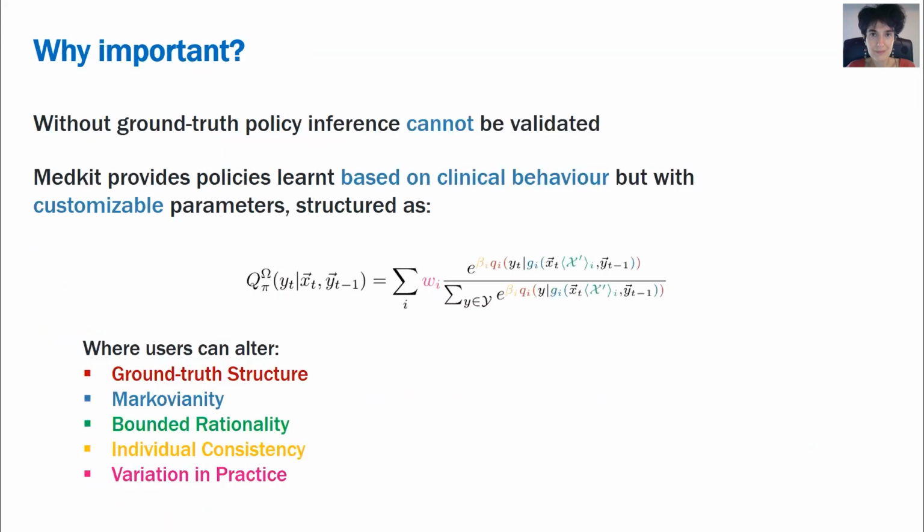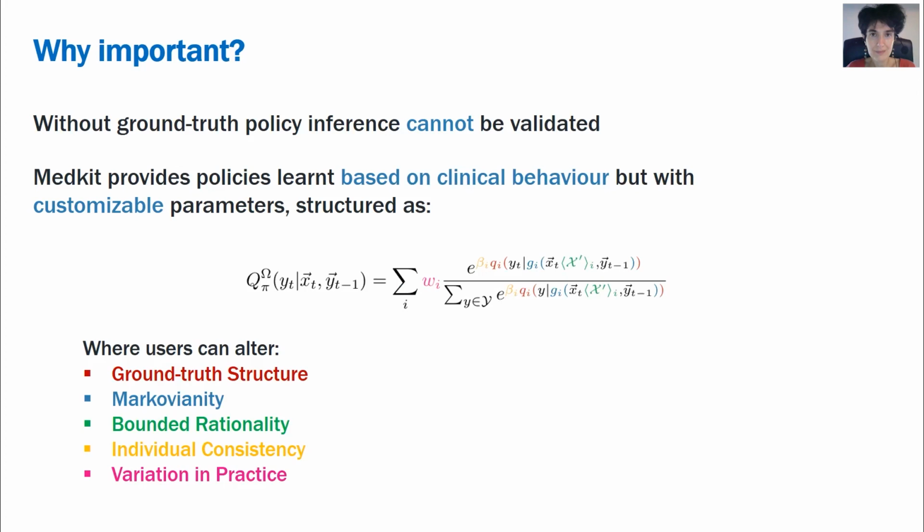Again, why is this important? Because without ground truth, policy inference in the clinical setting cannot be validated. We cannot interact with an environment directly online, like in a reinforcement learning setting. We need to learn again and estimate the quality of these policies in the clinical setting based on the offline data. And MedKit is providing us such an environment.